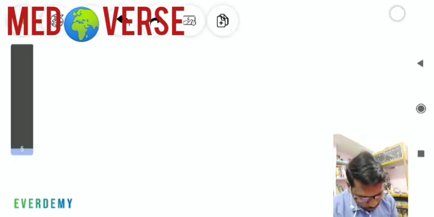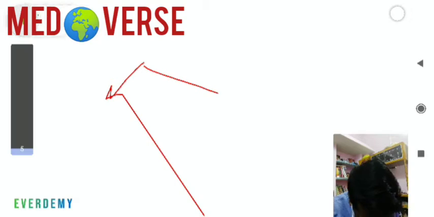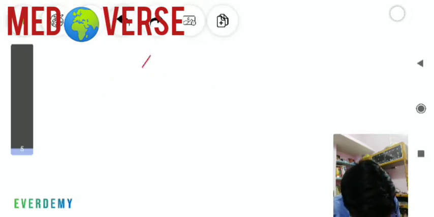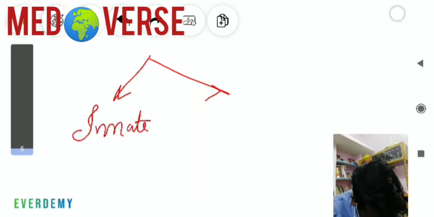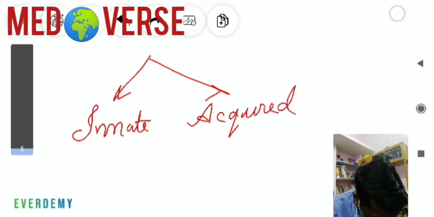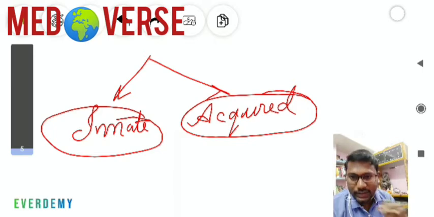Now, we all know we have two types of immunity: one type is innate immunity and one type is acquired immunity. So, what is meant by innate immunity?